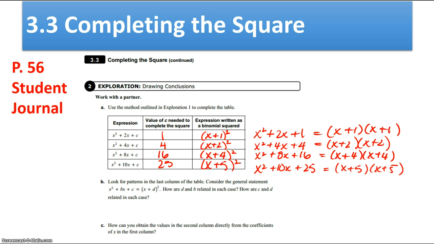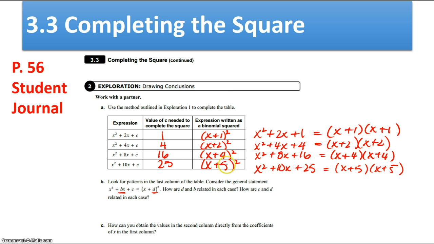Now our goal here is to figure out from this expression here, how could we get to this binomial squared? And so that's what it says in B. Okay, what are the relationships between D and B? So this term here, the middle term, and this right here. Okay. Also, how are C and D related in each case? So this number C, which would be here, and then there. I have C, and then the number here. I've got 16, and then 4.